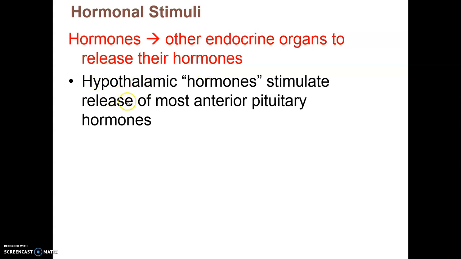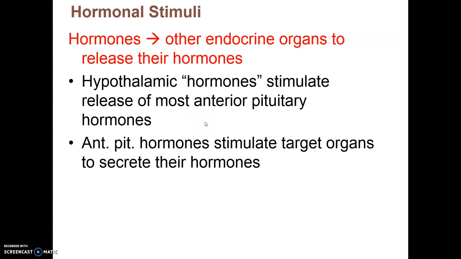Hormonal stimulus, for example, other endocrine organs stimulating the release of their hormones. The hypothalamus stimulates the release of anterior pituitary hormones, or actually inhibits the activity of the anterior pituitary, so that is hormonal stimulus.